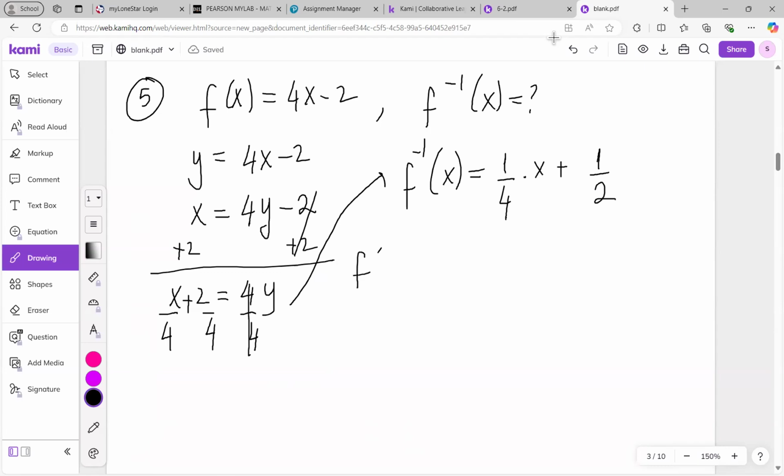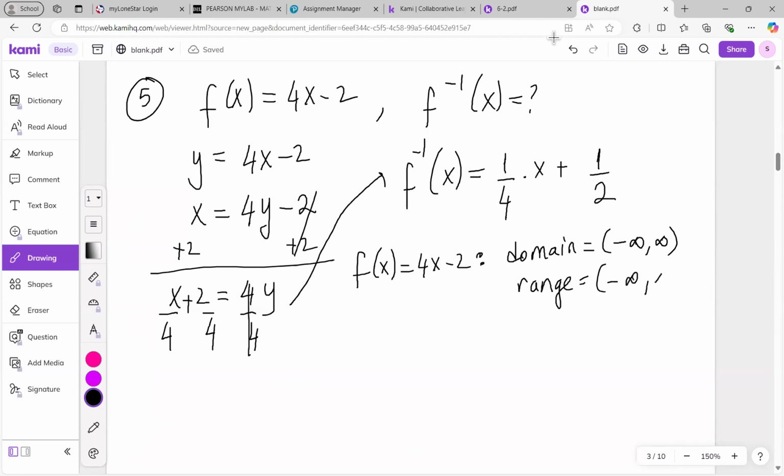Now, f of x equals 4x minus 2. This is a linear function. For all linear functions, the domain is all real numbers. So the domain is from negative infinity to positive infinity. And for the range, again, this is a linear function. The range for linear functions will always be negative infinity to positive infinity.